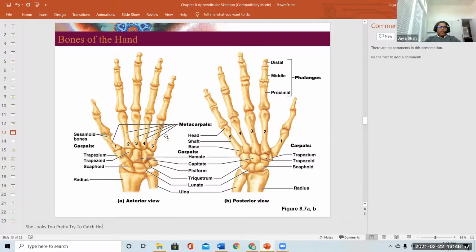Then the metacarpals are numbered from the thumb. So the one attached to the thumb is number 1, then 2, 3, 4, 5 across your palm. And then how many phalanges are there? In your thumb, you have only 2. Otherwise, you have 3, called proximal, middle, and distal. Okay. So these are the bones of the hands.